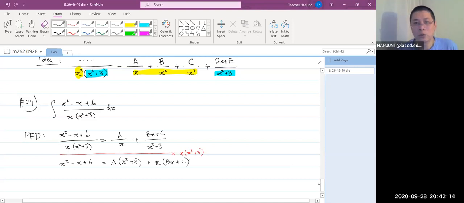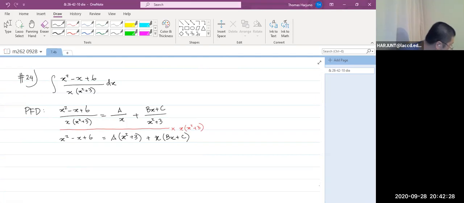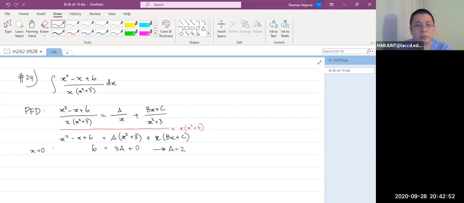Now, the further you go into the next level, in this case irreducible, then you may need to combine the special value and the combining like terms methods. Let's say, for example, one special value is x equals 0. So I get 6 equals 3a plus 0. From there, we see that a equals 2. Can I use x equals 1, Thomas? Yes, you can.